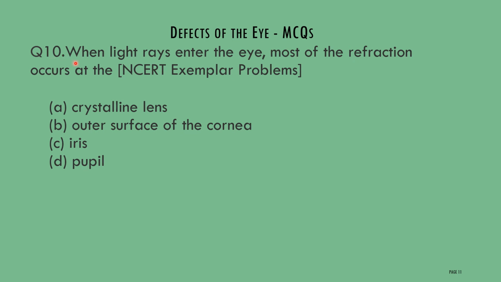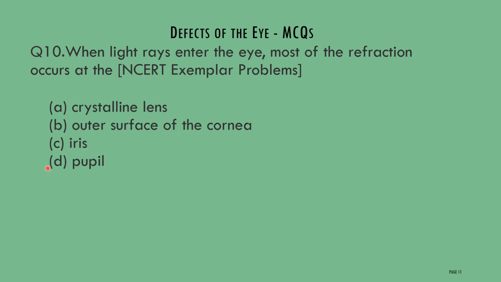Question number 10. When light rays enter the eye, most of the refraction occurs at the, where almost in the eye. In which part of the eye will the refraction be maximum? Option A, crystalline lens. Option B, outer surface of the cornea.